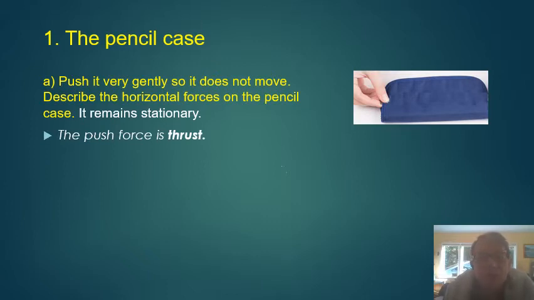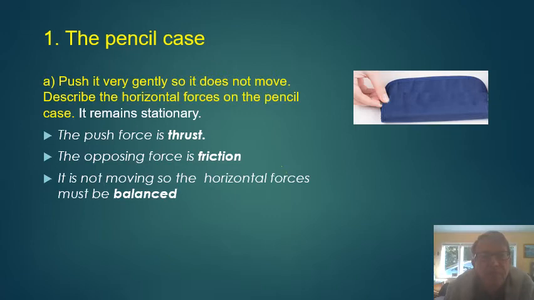Well, when you're pushing something, that force is called a thrust. The opposing force, and there is one there, is caused by friction between the surface of the pencil case and the desk. So that's pushing back against your thrust. And the pencil case is not moving because those forces are balanced. In other words, they are the same strength but in opposite directions.